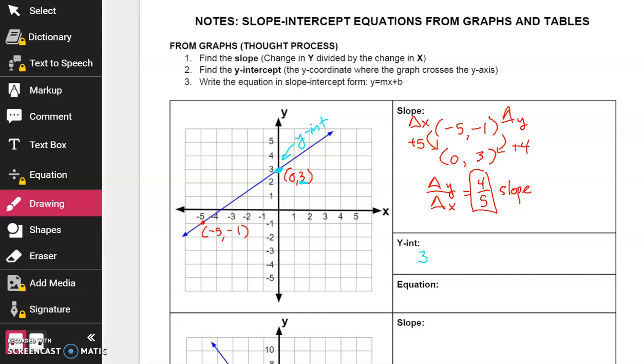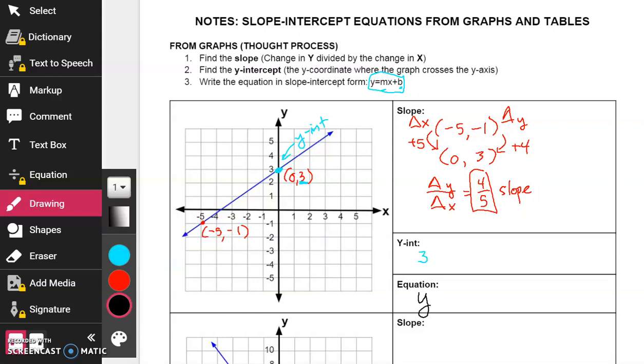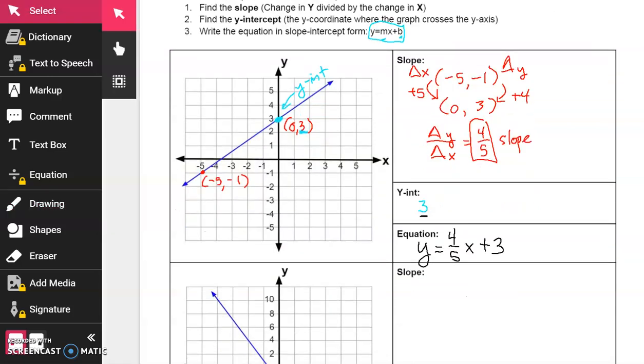Okay, if I know that, then I know my equation because it's y equals slope times x plus the y-intercept. Y equals slope times x plus the intercept. Okay, so let's write it. Y equals the slope, 4/5, times x plus the y-intercept. That's it. Don't overcomplicate it, okay? All right, let's try one more.